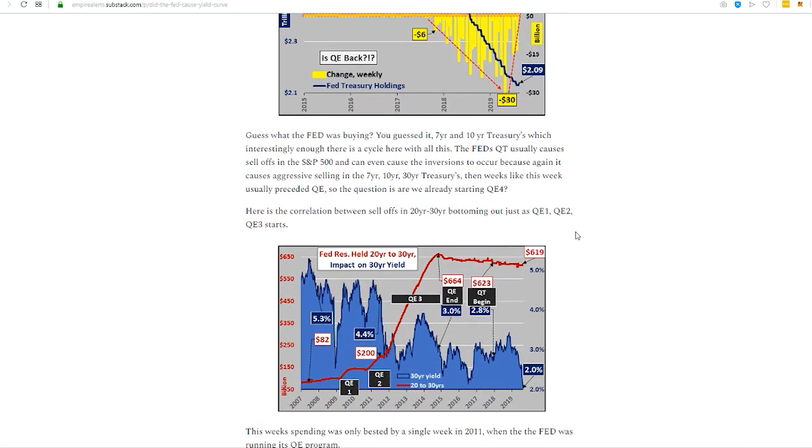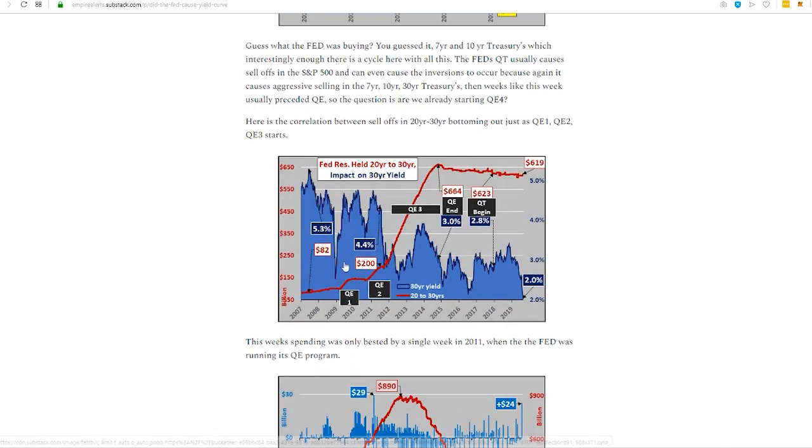Okay, there have been 3 other QEs, or money printing points in time. What's been interesting about it is that right at the time they're about to start printing, they most likely stop some sort of tightening, okay? And that is the bottoms of a lot of these 30-year treasuries and 20 to 30-year treasuries. That's this data here. The blue is the 30-year, and the 20 to 30-year is this red line here. So almost at every bottom, they started QE.